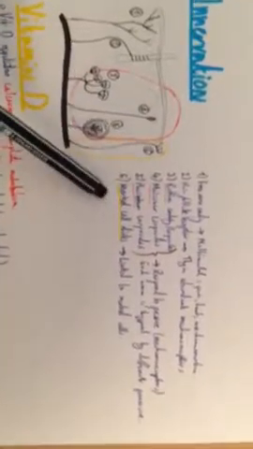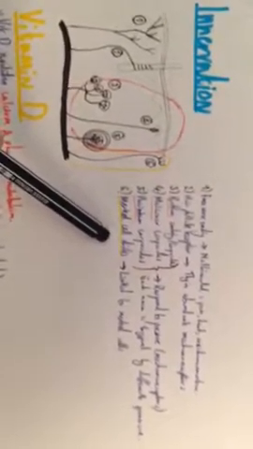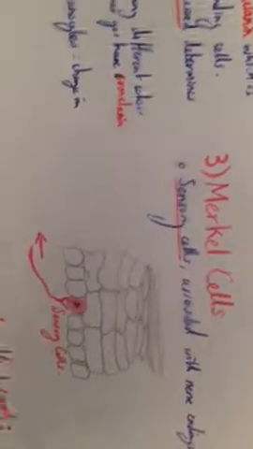And number 6, finally, is the Merkel cell disc, which is linked to Merkel cells. As we saw if we go back, these are Merkel cells, and that nerve is represented here in the diagram as number 6. Cool.